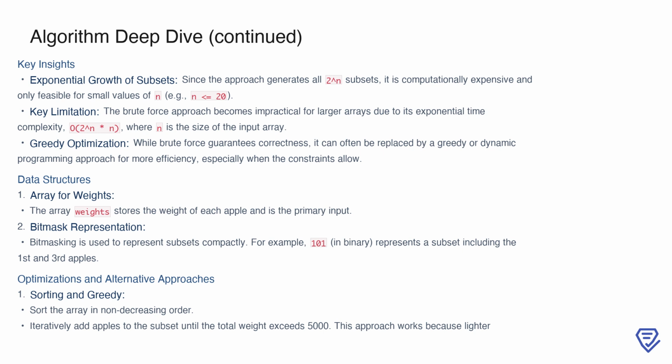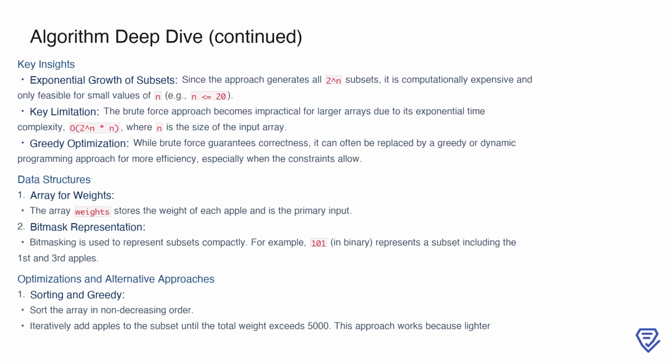This makes it impractical for larger arrays, such as when n exceeds 20. To address this limitation, we can explore more efficient strategies, such as greedy algorithms or dynamic programming. One key observation is that lighter apples are more likely to maximize the count without exceeding the weight limit. This insight leads to the idea of sorting the apples by weight, which forms the basis of a greedy approach.